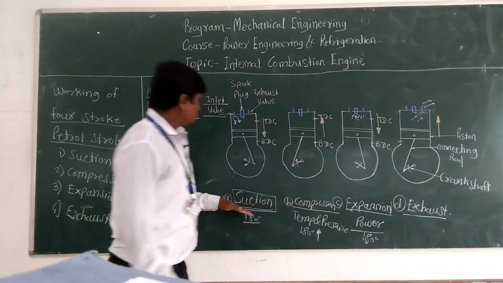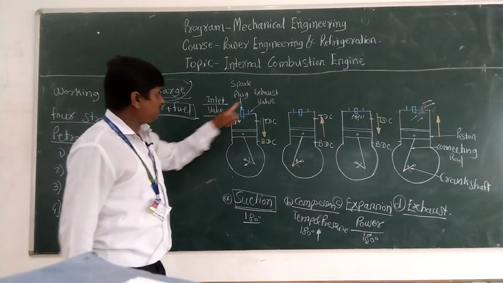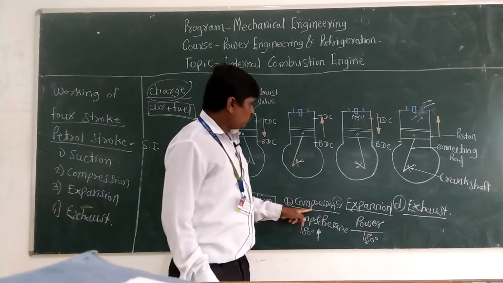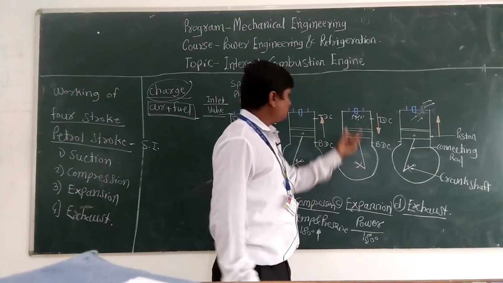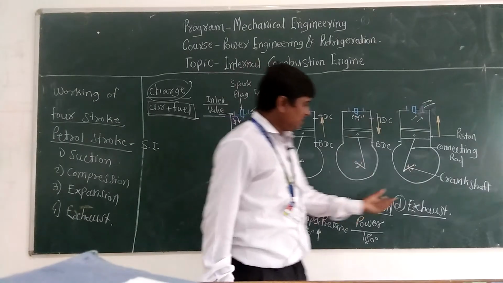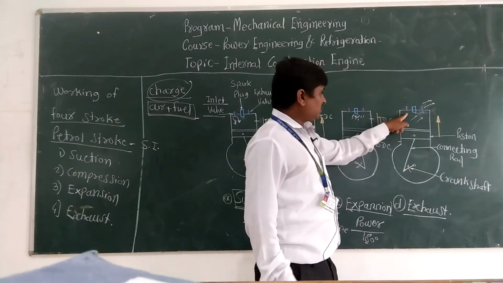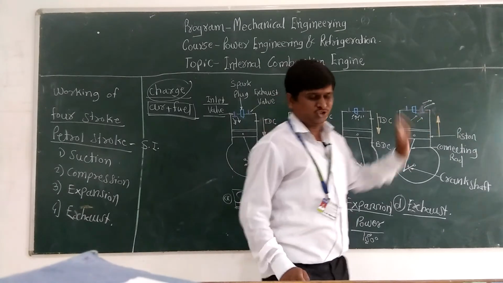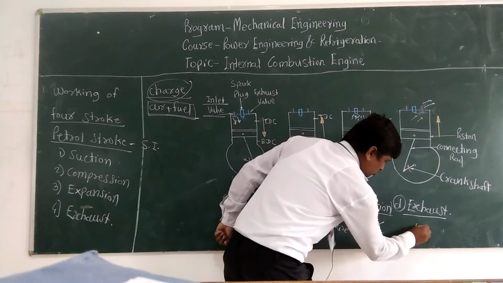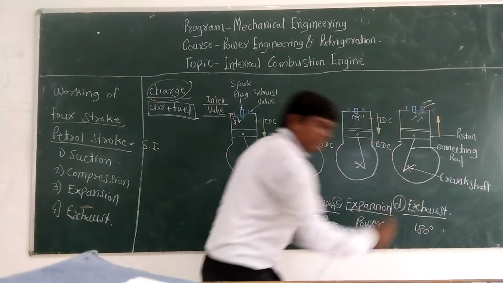Means in the suction stroke, the inlet valve is open and the exhaust valve is closed. In the compression stroke, both valves are in the closed position. In the expansion stroke, both valves are in the closed position. In the exhaust stroke, the inlet valve is closed and the exhaust valve is open. This exhaust stroke also completes 180 degrees of crank rotation.